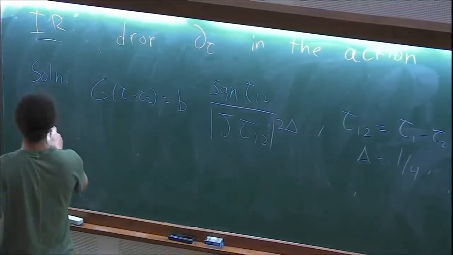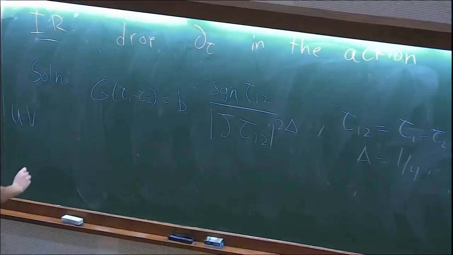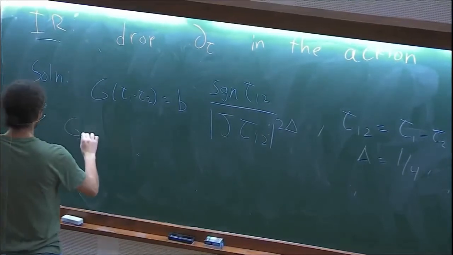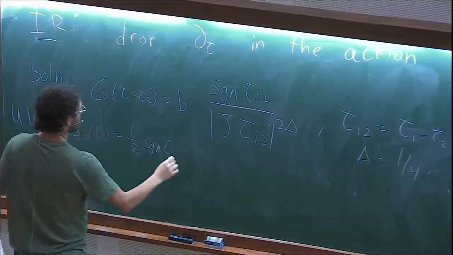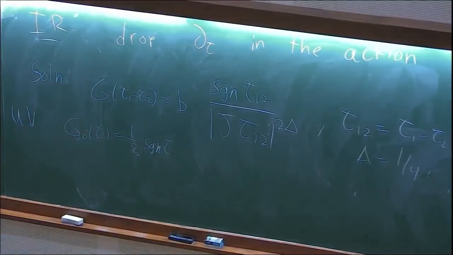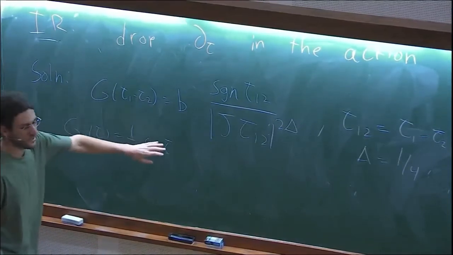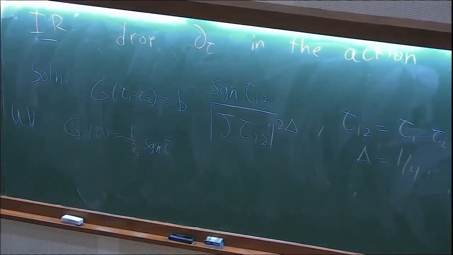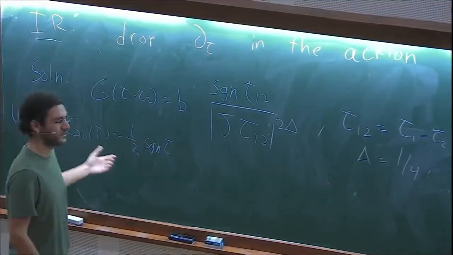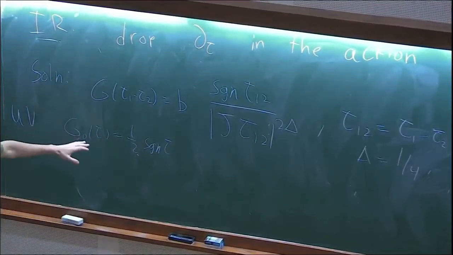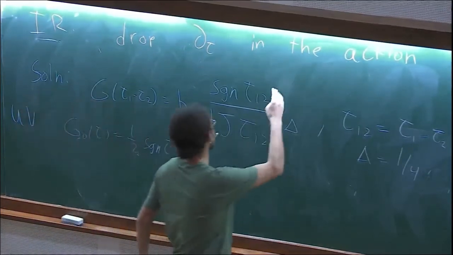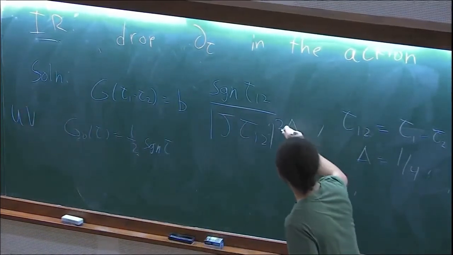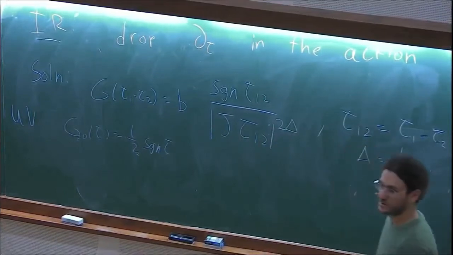So this is the two-point function, and then with this solution, you can check that it was justified to drop the d tau. So what happens is the two-point function in the UV, at weak coupling, was g naught of tau, which was 1/2 sign tau. That was just the two-point function from free Majorana fermions with an action chi d tau chi. The sign appears because the fermions are anti-commuting, and the two-point function is time-ordered. So this was in the UV, and then in the infrared, now it's 1 over J tau to the 2 delta, where delta is 1/4.